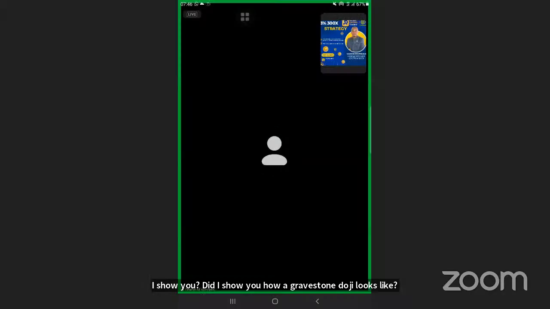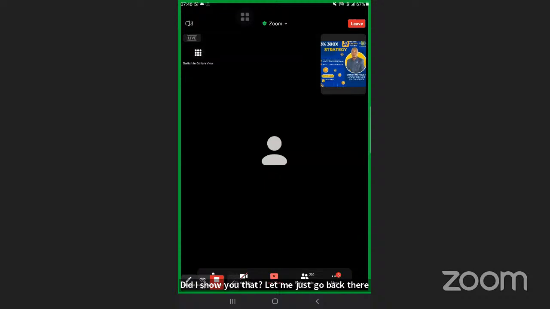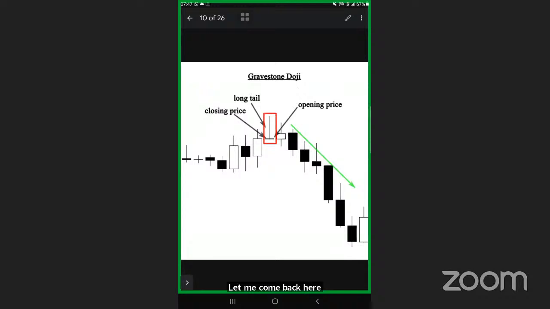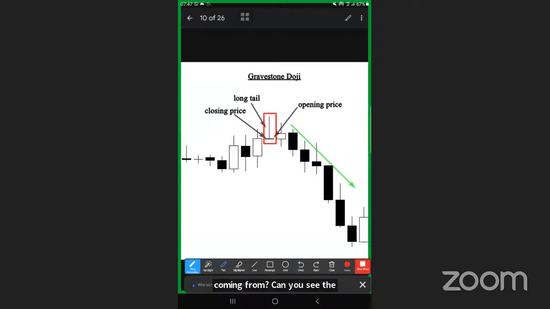All right, so we have looked at two types of dojis, Dragonfly and Gravestone. Did I show you how a Gravestone doji looks like? Let me just go back there and then we end this session. Can you see that Dragonfly doji, how it comes into place? Can you see the direction of the market? Where is it coming from? The market is coming from this side.